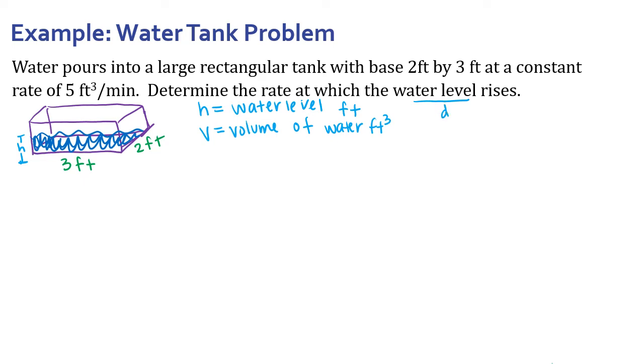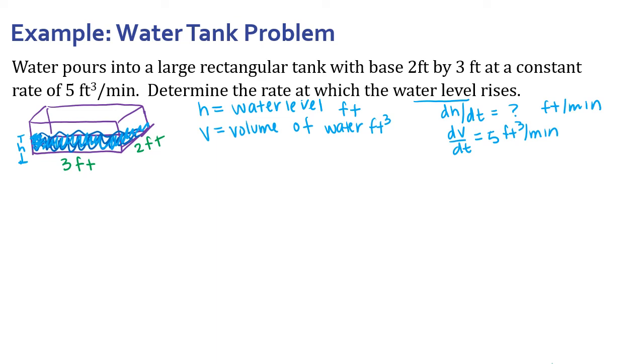So I'm solving for dH dt, and that's going to be feet per minute. And I know dV dt is 5 feet cubed per minute. So again, I'm solving for that. I'm trying to figure out how fast this water's height is increasing over time. So if I'm trying to find that, let's see if we can find some type of relationship.